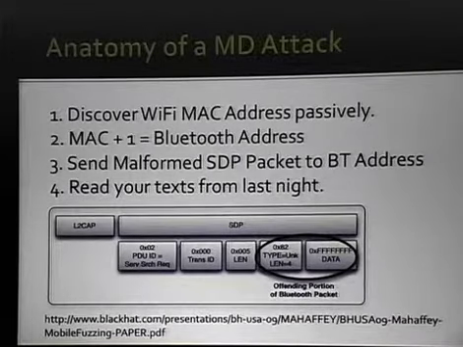So, mobile device attacks are unique in the fact that you could essentially combine all the elements of the radio. You could discover the Wi-Fi MAC address passively of an iPhone. Once you know that that address is incremental of the Bluetooth radio, which is in a non-discoverable mode, you could send a malformed packet to it, and then you could read the text from last night of someone.